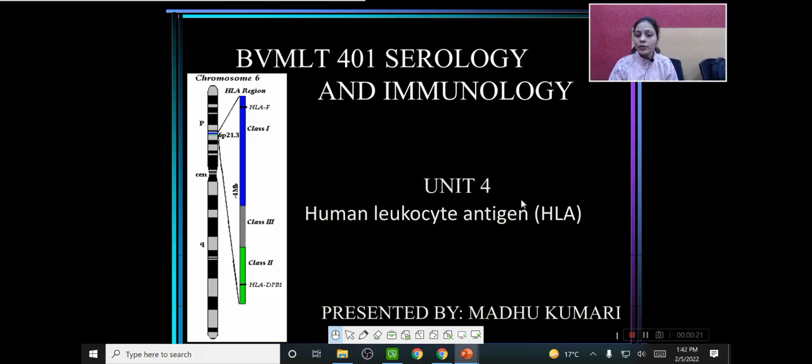Actually, this is the human leukocyte antigen, and this HLA is present on chromosome number 6. Already you know that humans have 23 pairs of chromosomes, right? In each human, among the 23 pairs of chromosomes, chromosome number 6 has this HLA region.